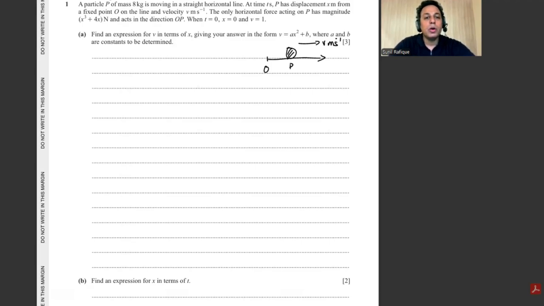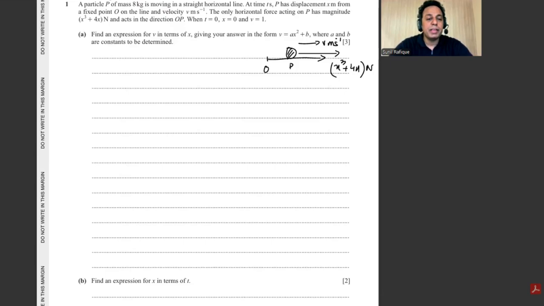The only horizontal force acting on P has a magnitude of x cubed plus 4x Newtons and acts in the direction OP. So there is a force, the only horizontal force. You can write it like this. These free body diagrams do not carry any marks. It's just for my own understanding so I can connect with the problem. When t is 0, x is 0 and v is 1. We are given some initial conditions.